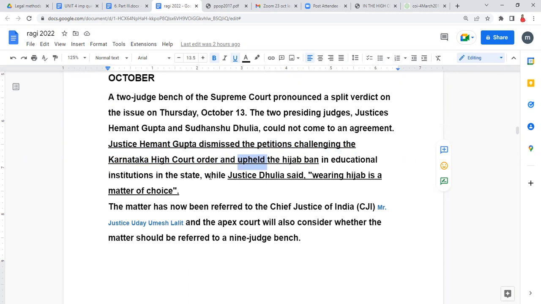He also said this ban is not universal. It is just inside educational institutions, also because we have uniforms being prescribed. So this is correct only.